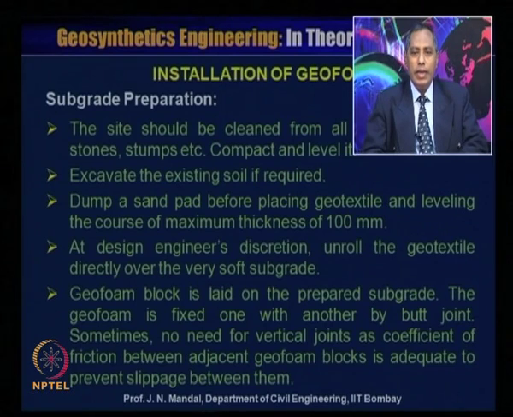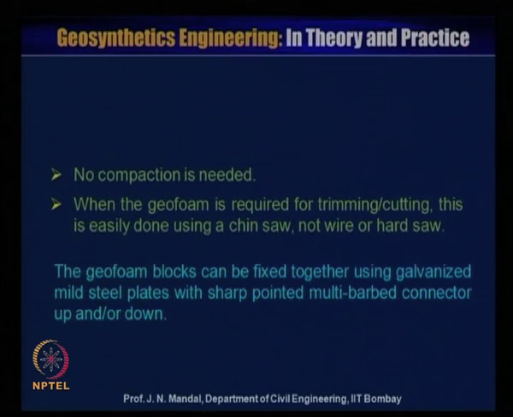At the design engineer's discretion, unroll the geotextile directly over the very soft subgrade. Geofoam block is laid on the prepared subgrade. The geofoam is fixed one with another by butt joint. Sometimes there is no need for a vertical joint, as the coefficient of friction between the adjacent geofoam blocks is adequate to prevent slippage between them. No compaction is needed.